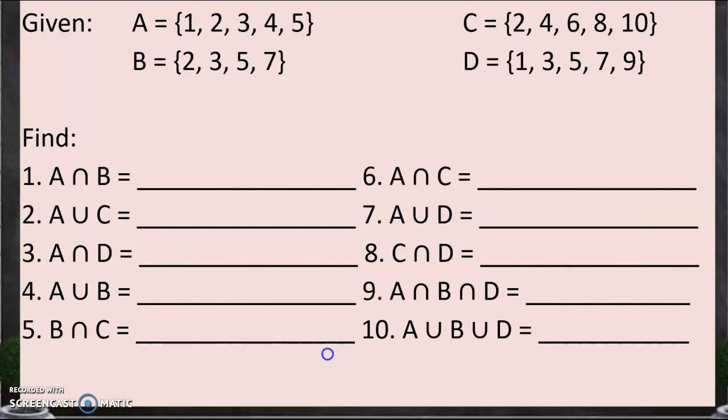So let us try. Look at the given. Set A is 1, 2, 3, 4, 5. Set B is 2, 3, 5, 7. Set C is 2, 4, 6, 8, 10. Set D is 1, 3, 5, 7, 9. So number 1 is A intersect B. You just have to look at sets A and B. What are their common elements? Because it is intersection, the common elements of A and B are 2, 3, 5.